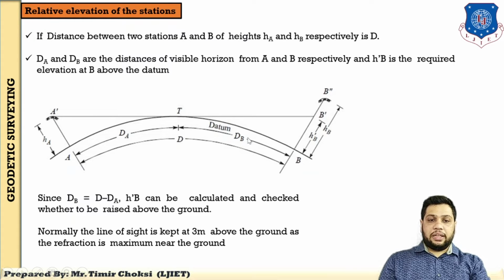Now you have to find the distance dB. So D minus dA gives the answer for dB. So dB equals D minus dA. Then h dash b can be calculated, and check whether the line of sight rises above the ground. Normally the line of sight is kept 3 meters above the ground, as refraction is maximum near the ground. So normally the line of sight is taken 3 meters above the ground.